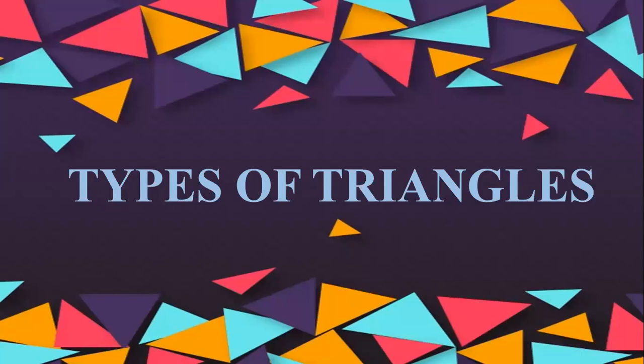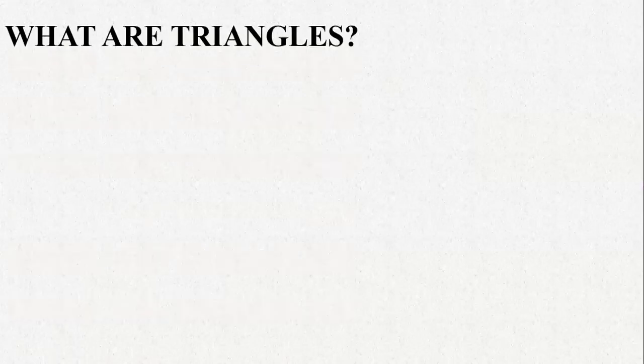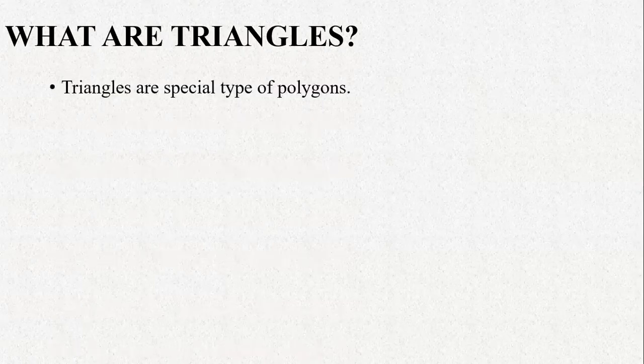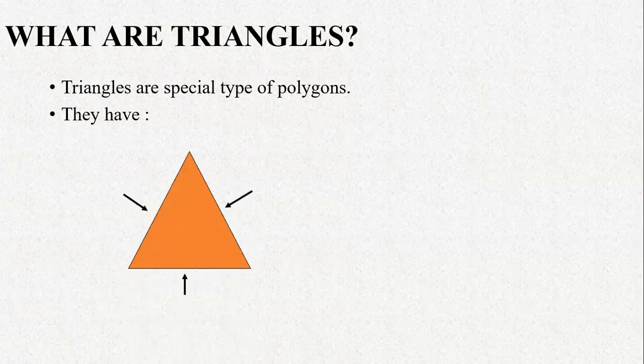In this video, I will talk about types of triangles for 5th graders. Before we mention types of triangles, let's define triangles. What are triangles? We learned polygons and we said that there are some special types of polygons, and triangles are a special type of polygon, which means that they have 3 sides and 3 interior angles.